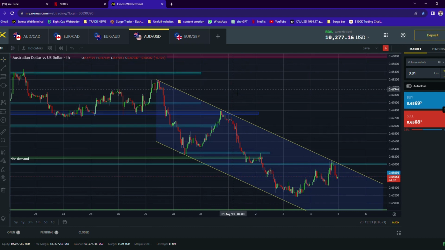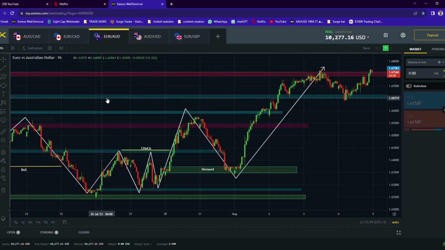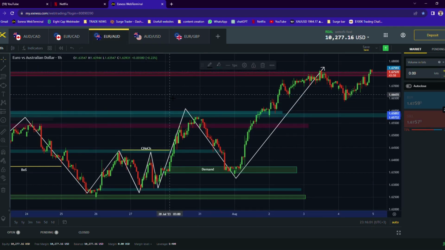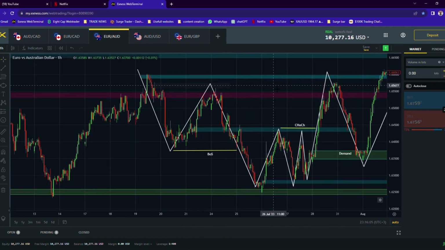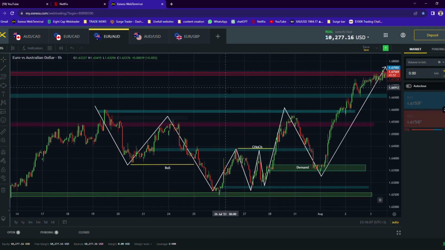So let's look at our second market structure, which is change of character. What is a change of character? Okay, let's start here. This is a good example on Euro AUD. First of all, change of character is when the market changes the structure from a downward to an upward trend or from an upward trend to a downward trend, which means change of character is simply a change in the market structure from downward to upward or from upward to downward.